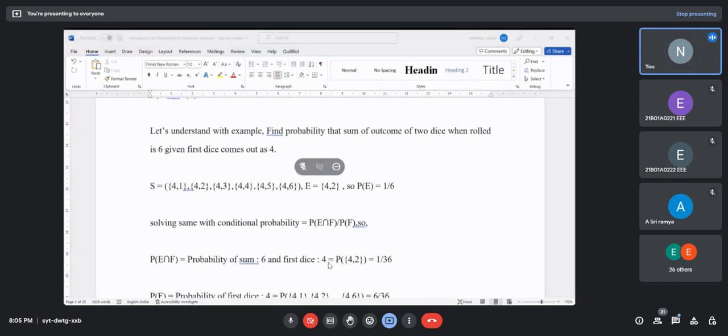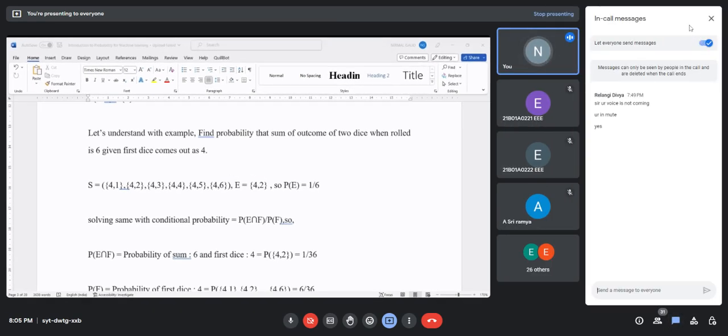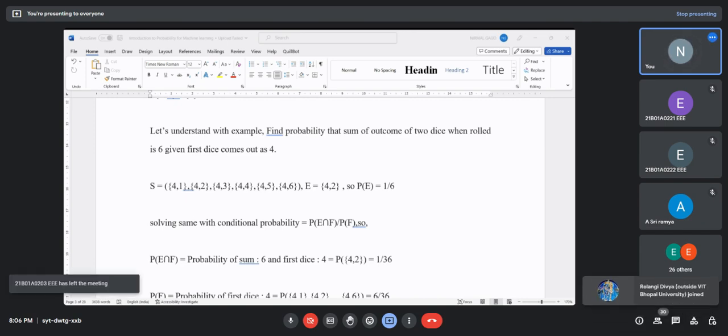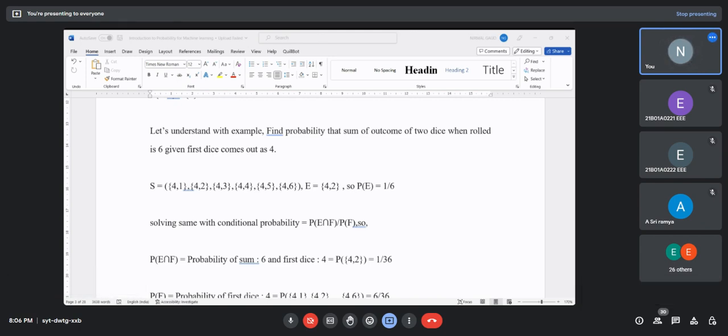Did you understand why this is happening? Why did I take 4-1, 4-2, 4-3, 4-4, 4-5, and 4-6? Can anyone tell me why I took this sample space? You are rolling 2 dice. As per the question, the first dice should have 4, and the second dice can be anything: 1, 2, 3, 4, 5, or 6. It's not fixed. So the sample space which you created contains the possibilities which may come when you roll the dice.